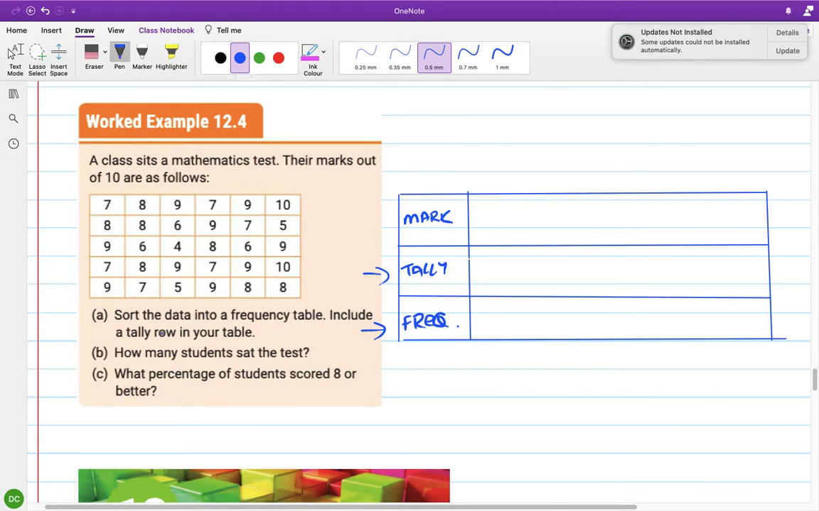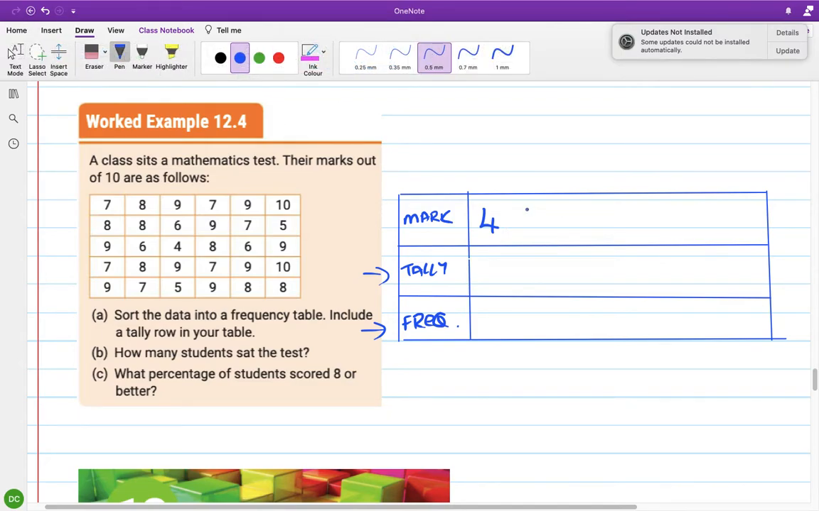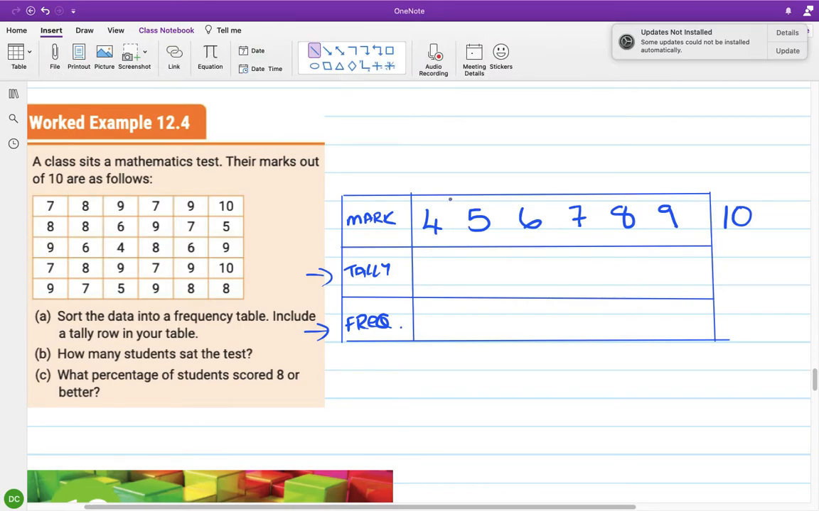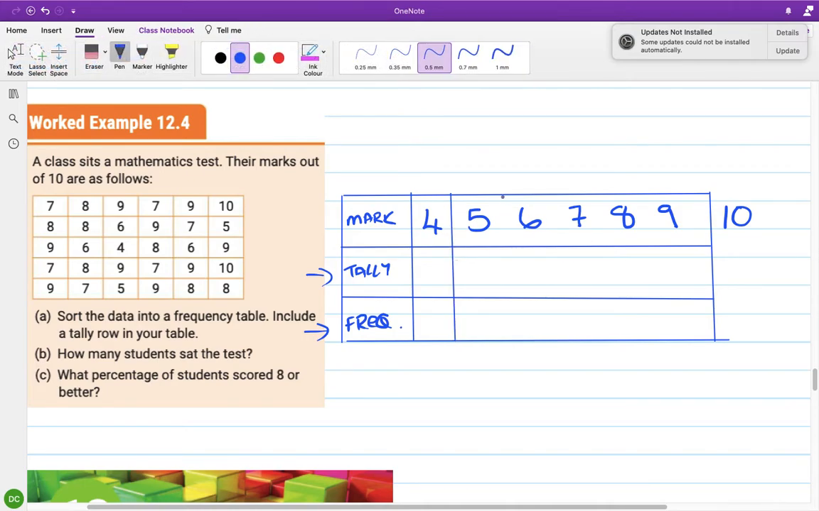Okay. So the marks, what are our available marks? I see a 4, I think that's the lowest. So I'll start with 4, and I think 10 seems to be the highest. So 4, 5, 6, 7, 8, 9, 10. Okay, so I'm just going to separate this up.